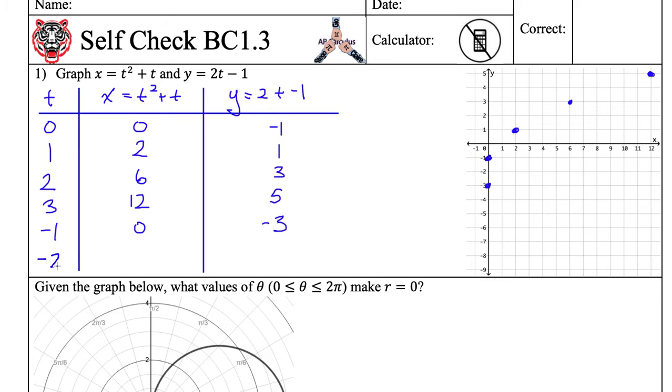Let's try negative 2. Negative 2 squared is going to be 4. 4 minus 2 is 2. Okay, so they're going to start repeating again. 0, 2, 0, 2. I'm going to get 6 and 12 for my next ones if I do negative 3 and negative 4 exactly. And then if I do negative 2 over here, negative 2 times 2 is negative 4. Minus 1 is negative 5. So 2 comma negative 5.